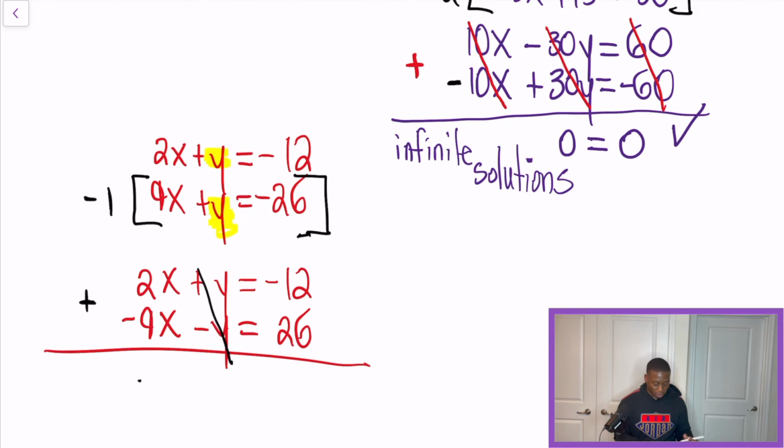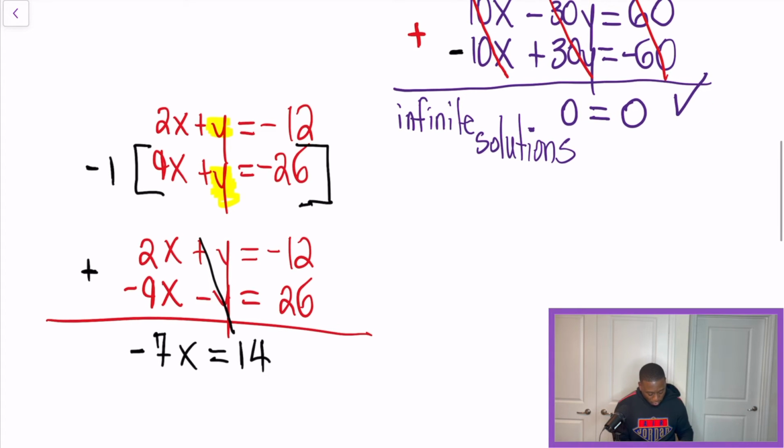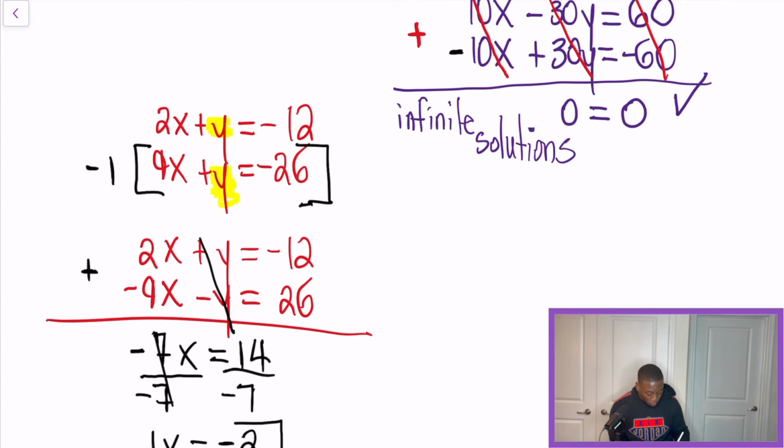So now we go over to our x. We're going to get negative 7x is equal to positive 14. We subtracted 12 from 26. And what we need to do now is divide by negative 7 so that we can figure out the answer to our x. And once we do this, we'll get x is equal to negative 2. Right? So after we get this answer now, don't forget, guys, we have to make sure we take our answer, plug it back in to the other equation to solve for our variable.